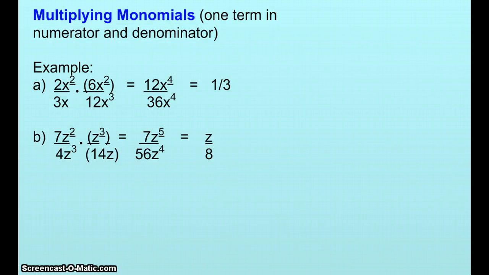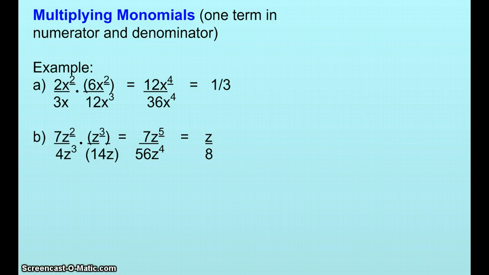The simplest way to multiply and divide rational expressions is just with monomials, that is with one term in both the numerator and the denominator. So here are two examples. In example A, we have 2x squared over 3x, and we're multiplying it by 6x squared over 12x cubed. So multiply the numerator straight across, so you get 12x to the fourth, and in the denominator you get 36x to the fourth. But here you have common factors in both the numerator and the denominator.